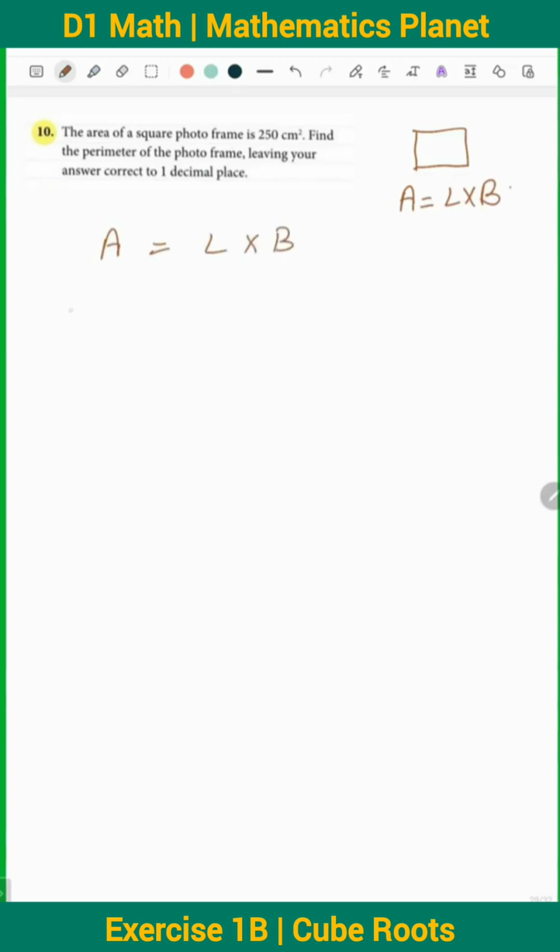So area is 250, and in a square length is equal to breadth. So it means we can write length times length. So 250 is equal to L square. Find perimeter of photo frame. So first of all, we can find the length L, take square root on both sides. So what is the square root of 250? You will get the answer from your calculator because this is not a perfect square.